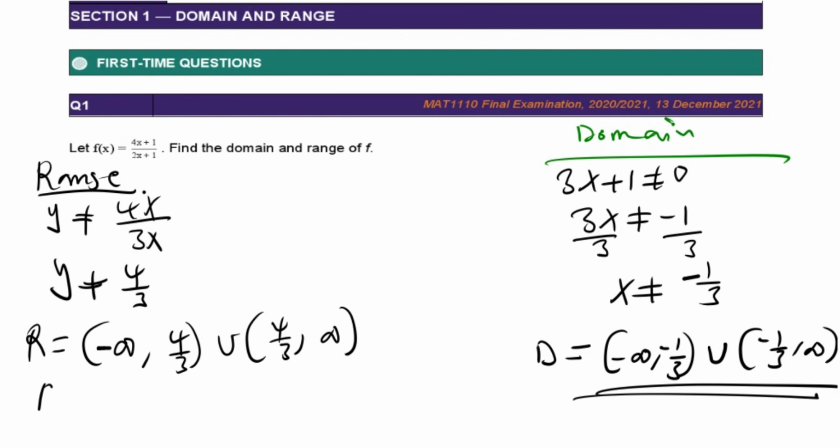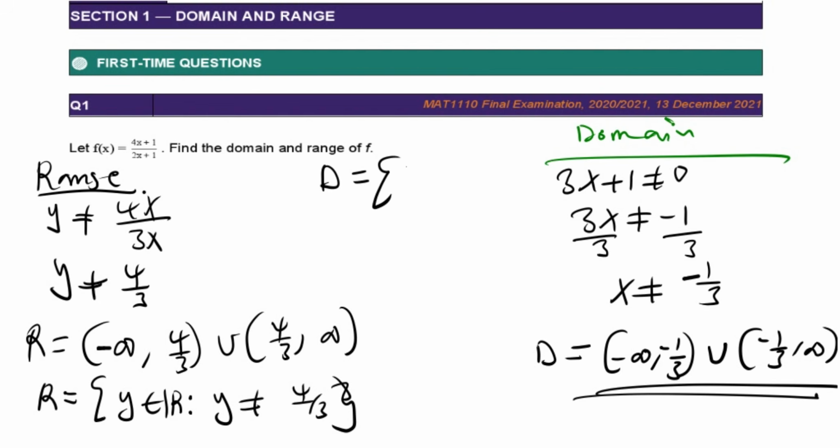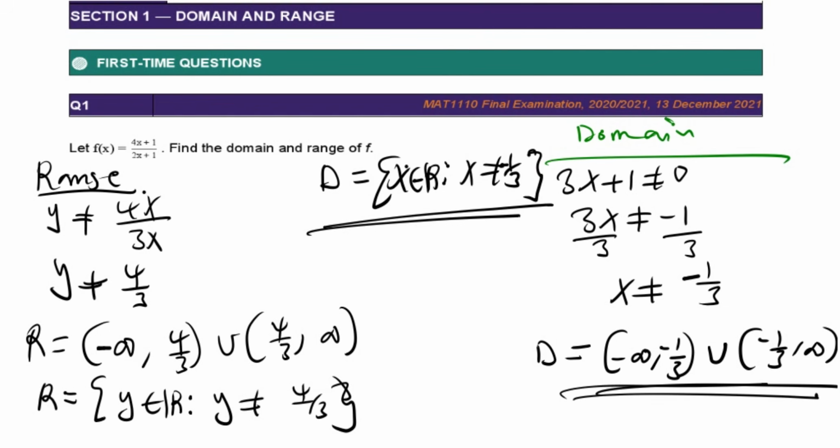You can put this in set builder notation where you say y is a member of all real numbers such that y is not equal to 4 over 3. That's fine. The domain, you can put it in this way. You can say x, so for domain we use x. x is a member of all real numbers such that x should never be equal to -1 over 3. So you can write this or this. We are talking about the same language.